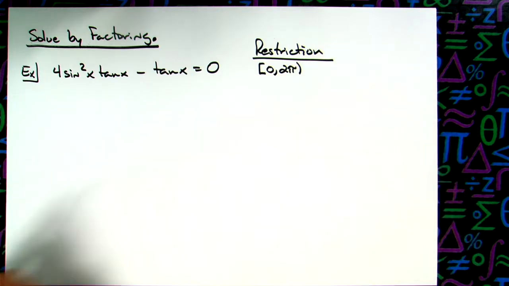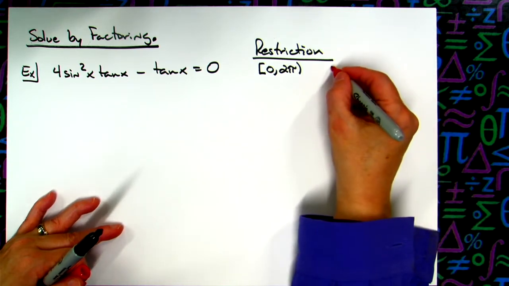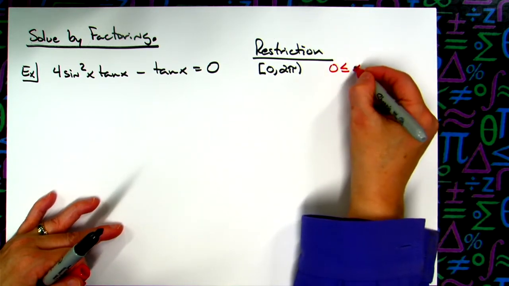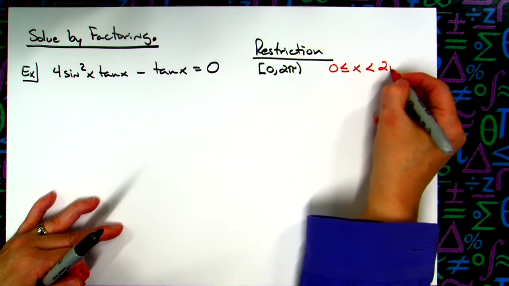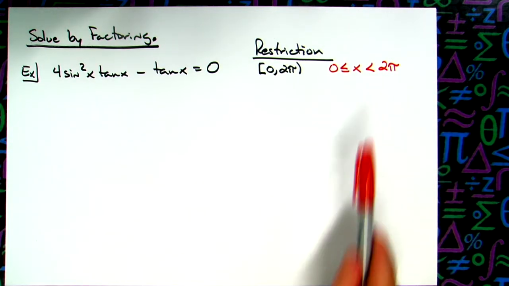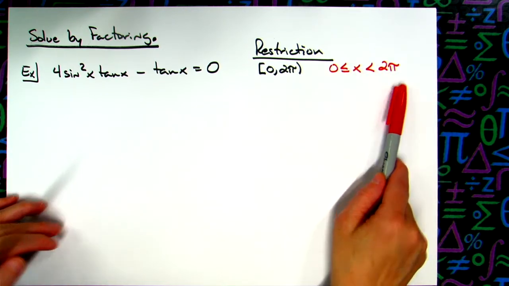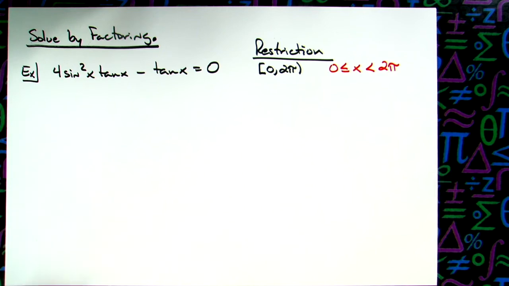All right, another way that they could write that, they don't have to use interval notation. We all know our interval notation. But they could say 0 is less than or equal to x is less than 2 pi. All right, they could do it like that. Doesn't make any difference. So basically, they're wanting all of our red dots and our blue dots in between 0 and 2 pi. Okay? All right, now, factoring.